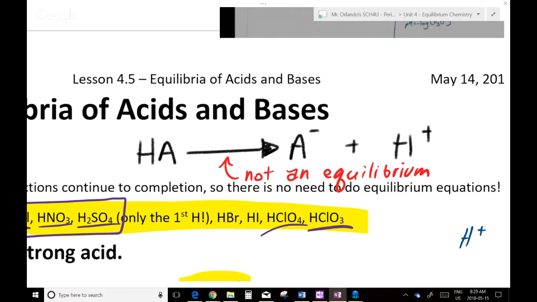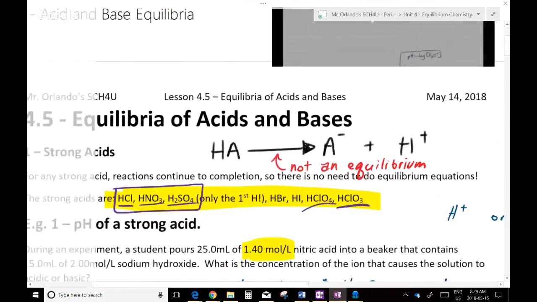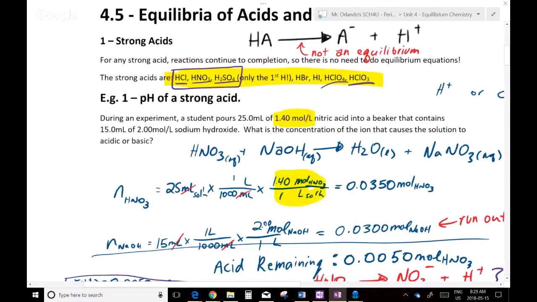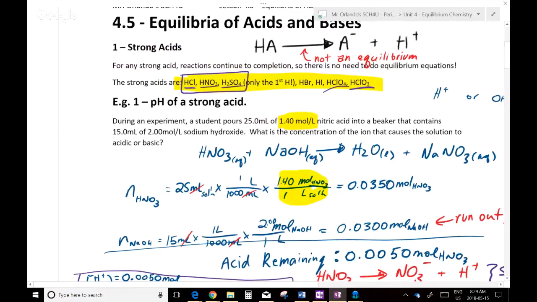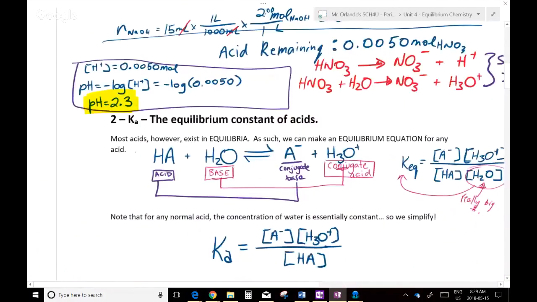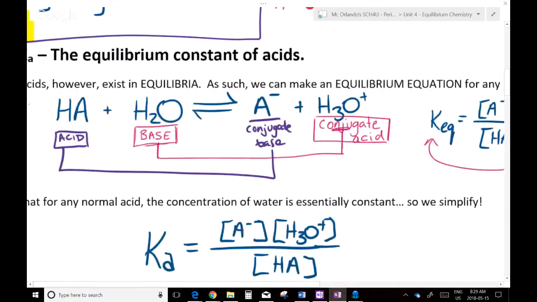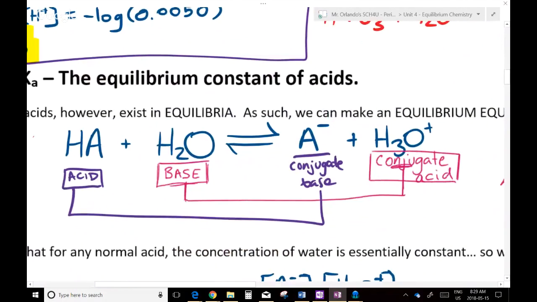So a strong acid just dissolves completely. You put it in water, and 100% of it becomes negatively charged, and it releases its H+ ions. And we did a little bit of review of grade 11 acid-base chemistry just using that. But most acids exist in an equilibrium state. In an equilibrium state, it means that the acid will give up its hydrogen.